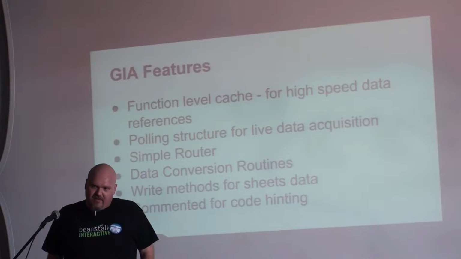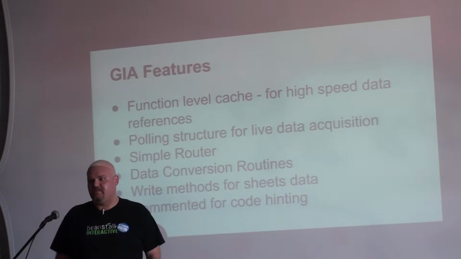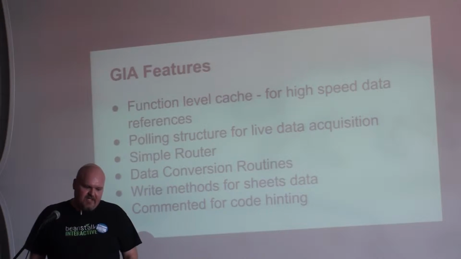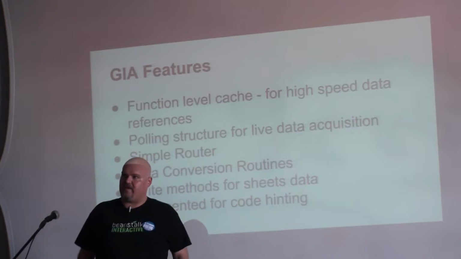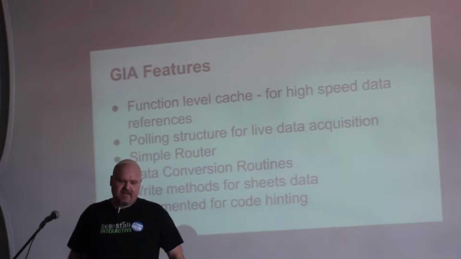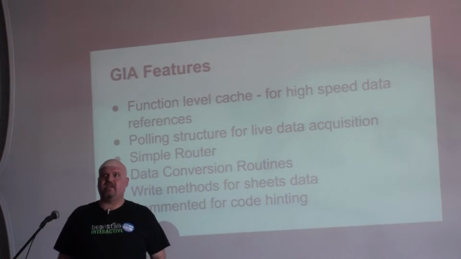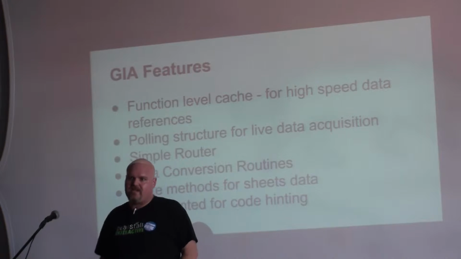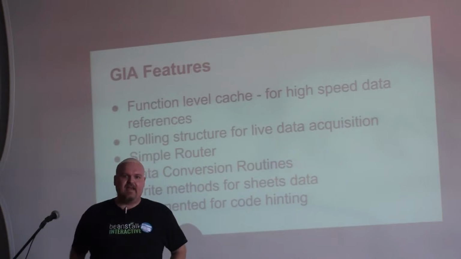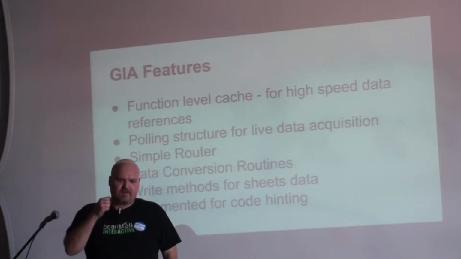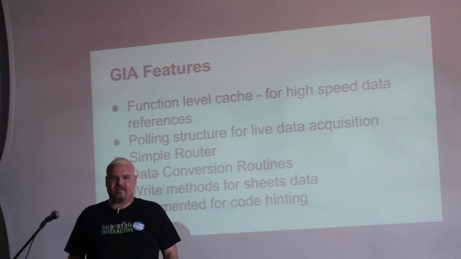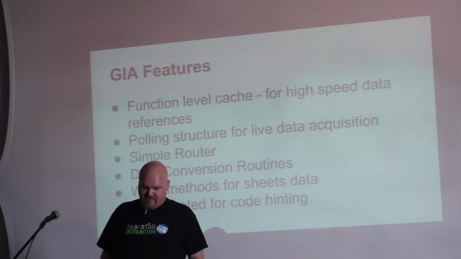There's also a built-in polling structure, so that if you're a big fan of live data acquisition, you can do a simple live data acquisition model. The polling structure uses memoization, and we'll go over that in just a few. There's a simple router built in. It uses the action parameter of the GET request that you send into the data model, and it converts that over to the key in the router, and then runs the function in the router according to what it is that you have asked for.